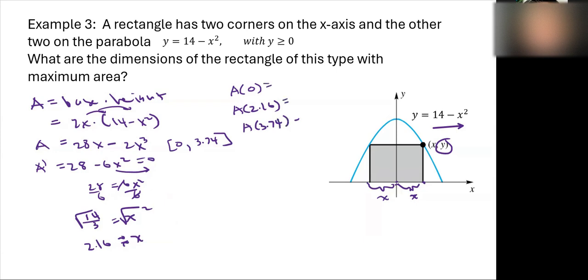Okay, so when we put that in the calculator, A of 0 is going to give us 0, and A of 3.74 is also going to give us 0. And then for 2.16, when we put this in the calculator, we get 40.325. Okay. All right. So in this case, this is going to be the maximum area. Okay. But we also need to find here the dimensions of the rectangle. All right. So let's pause here for a second.